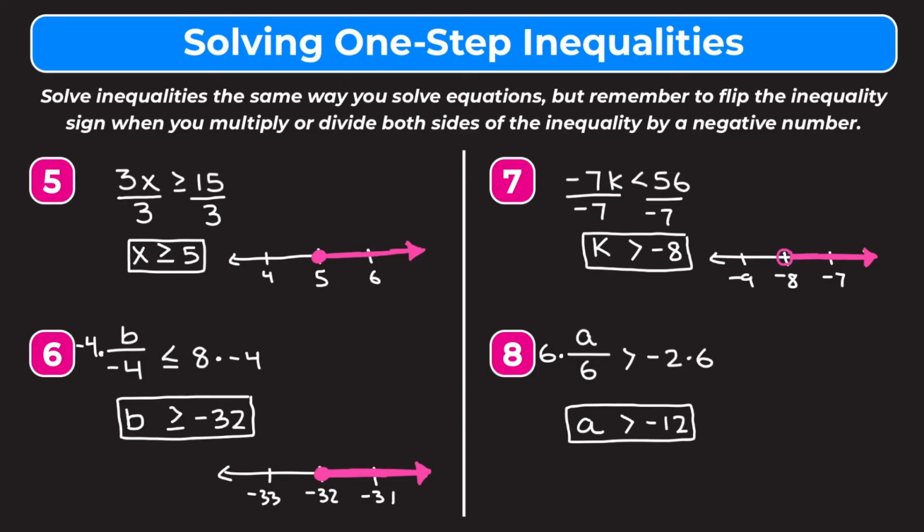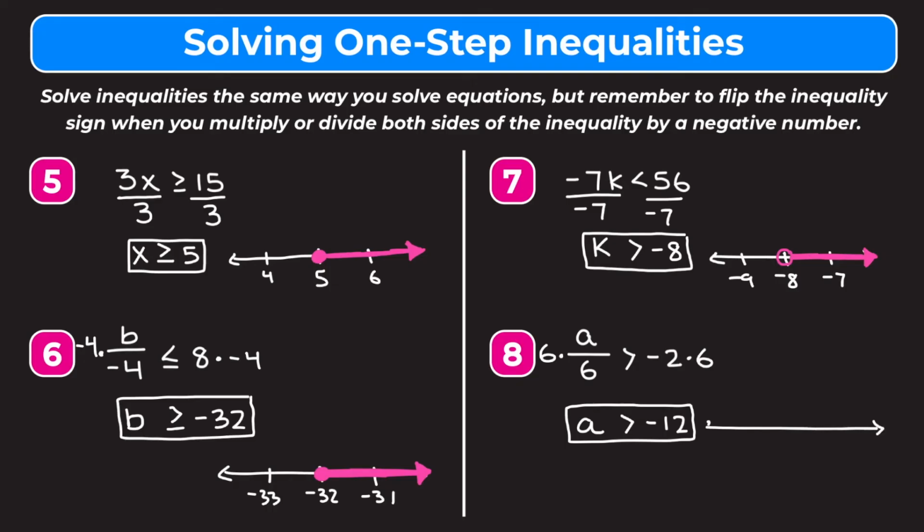And some students get a little confused here because we have a negative on one side of our inequality and then we're multiplying by a number and they flip the sign. But remember, we only flip the inequality sign if we're actually multiplying or dividing both sides by a negative number. Since we multiplied both sides by a positive 6, we keep the inequality sign as it is.